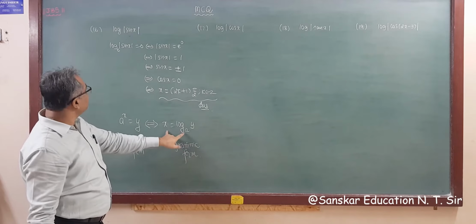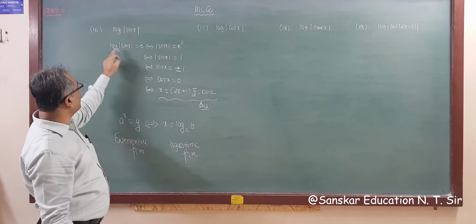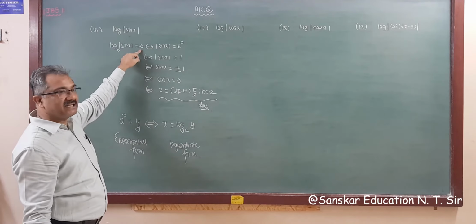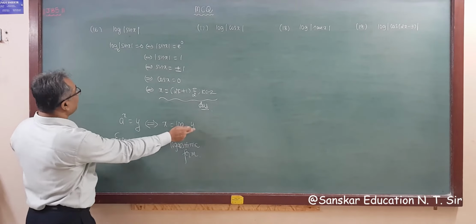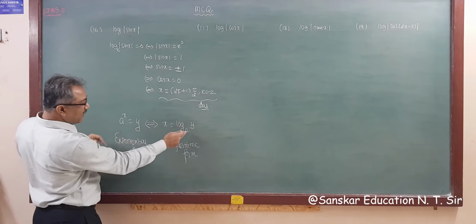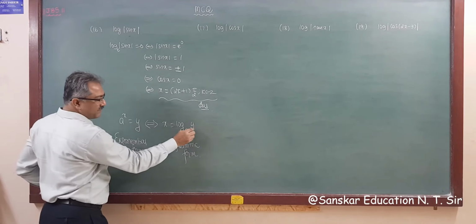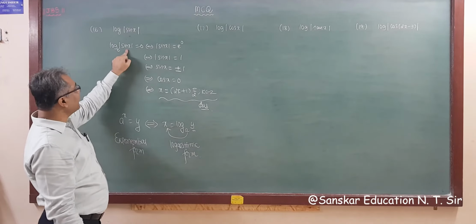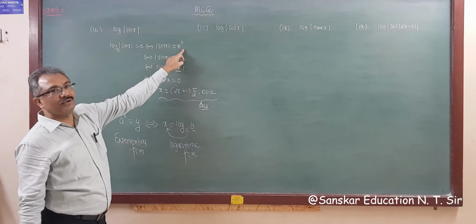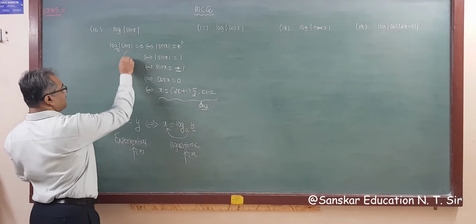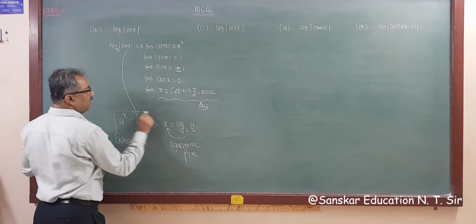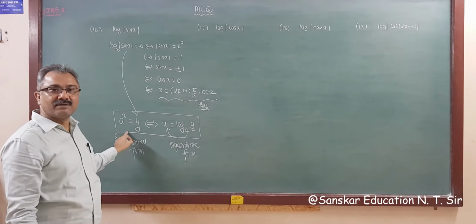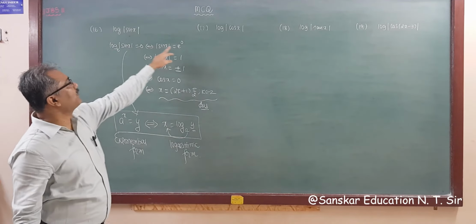So if this is given in this form, log y base e is equal to x, that is 0, then the answer is y is equal to a raised to x, that is, mod sin x is equal to e raised to 0. That's why I am writing it here. So applying this rule that you learned in 9th standard, applying that rule here.